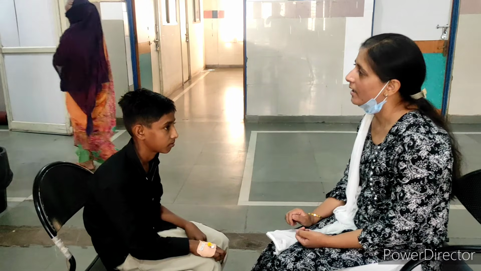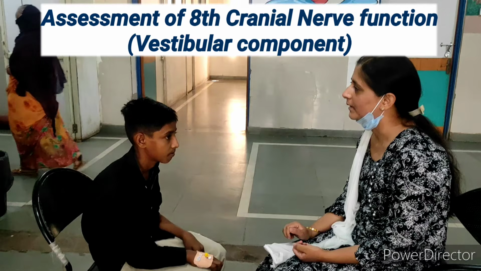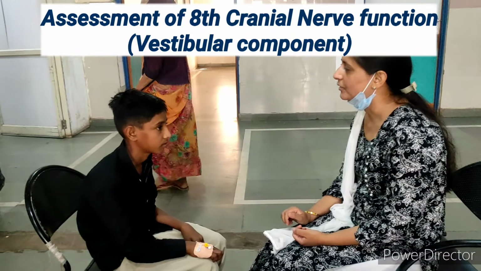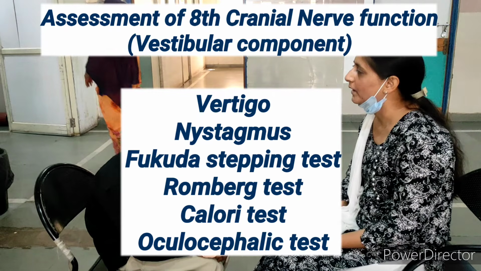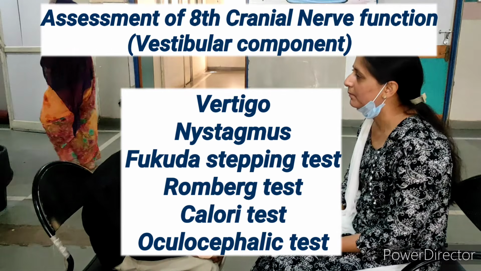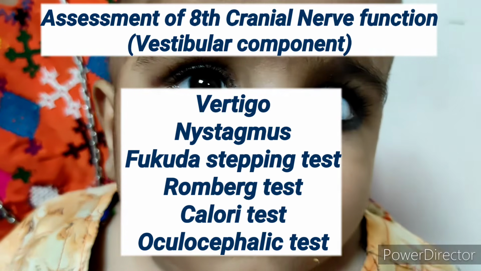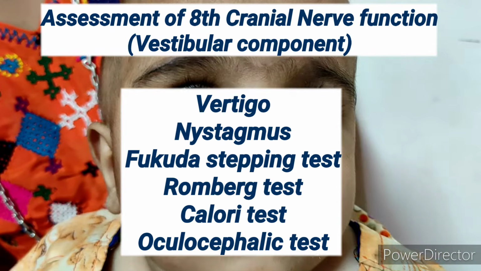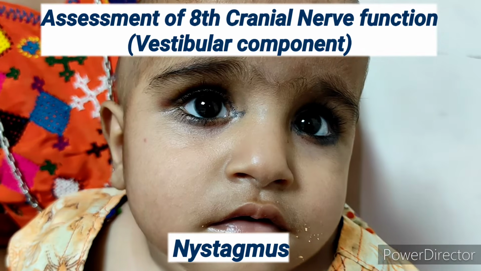Now the assessment of the vestibular component. The vestibular component is mainly for equilibrium and coordination. So whenever the child has dysfunction of the vestibular component, the child will have vertigo and nystagmus. Then we have to perform some tests: Fukuda stepping test, Romberg test, caloric test, oculocephalic test. In this video, you can see the child is having nystagmus.